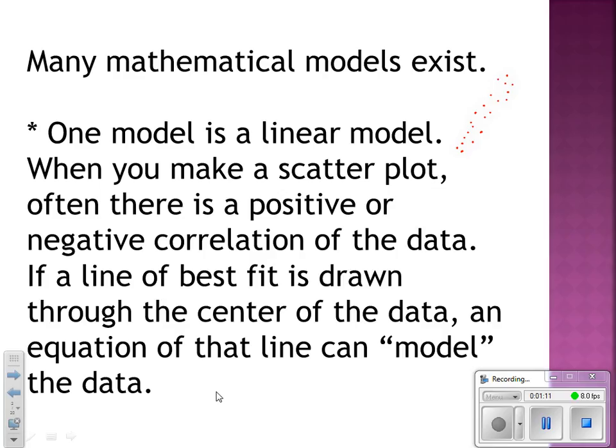Some other times with your scatter plots, data might do this instead. That would be called a negative correlation. But for either of them, we can find something that's called a line of best fit. That should ring a bell from the past as well. And it is a linear model, like a y equals mx plus b type of model. And we're going to talk about that for a little bit here first.